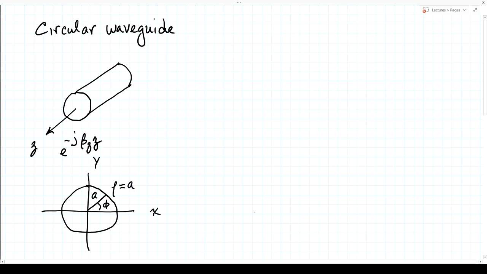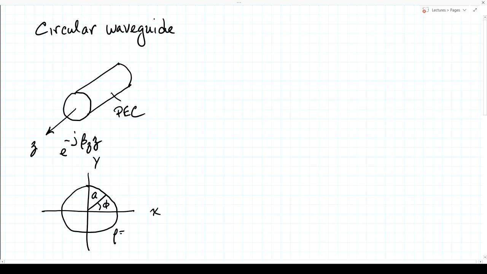So what are the boundary conditions? Remember, to solve Maxwell's equations, we first have a general solution, typically of the Helmholtz equation, and then we apply boundary conditions to get a specific solution. So here, we're going to assume that this is a PEC, perfect electric conductor, and therefore, the tangential components of the electric field must vanish. They're shorted out. So what are the tangential components?